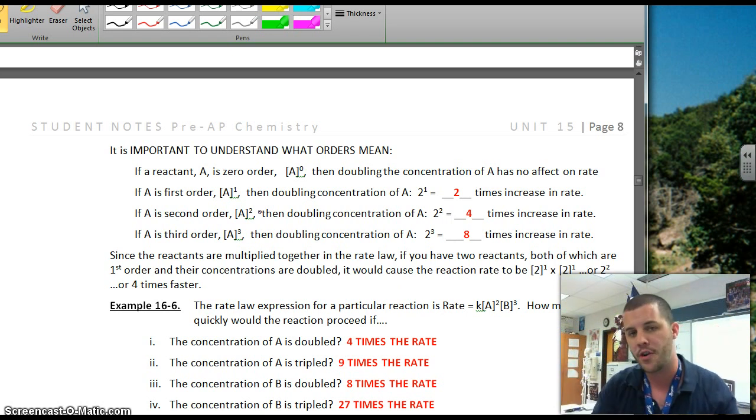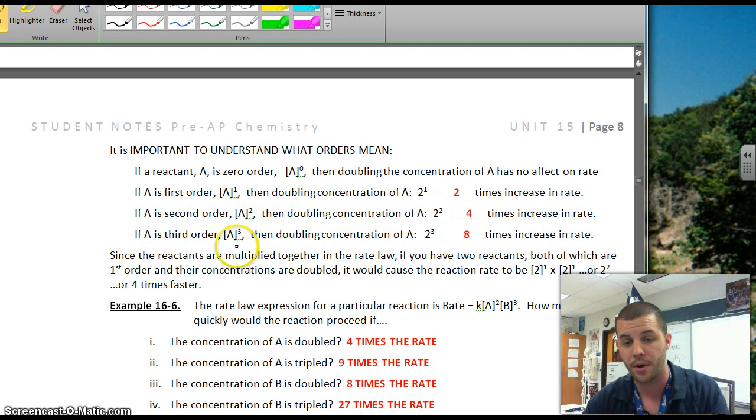Now, second and third order is where it really starts to speed up, okay? If you have a second order situation in regards to A, that means when you double the concentration of A, so maybe you have a 2 molar concentration of hydrochloric acid, and now you double that concentration to 4 molar, instead of making the rate of the reaction just double, you're going to quadruple the rate of the reaction. So if you double the concentration of A, you increase the rate of the reaction by 4 times.